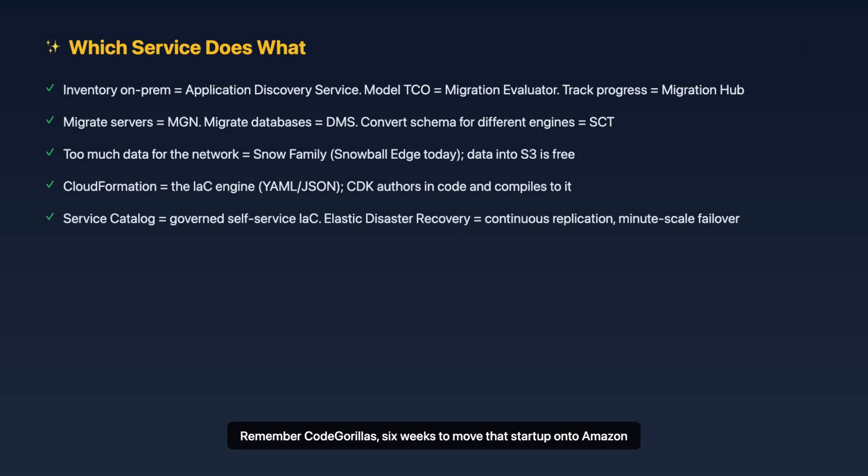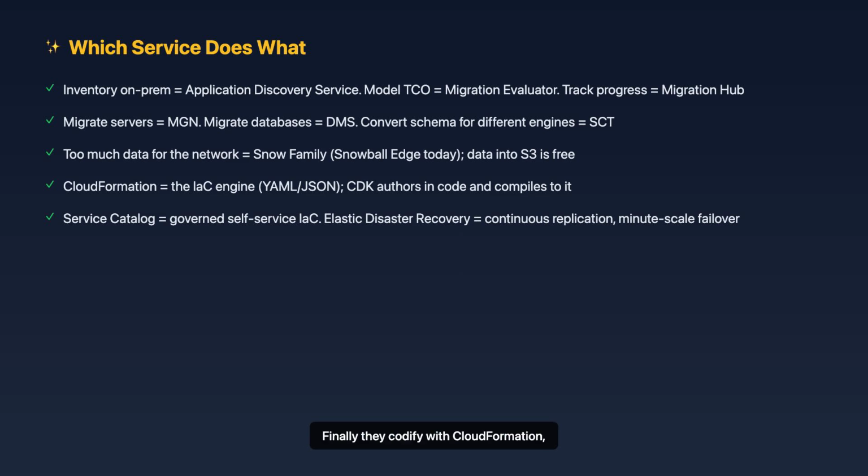Remember Code Gorillas? 6 weeks to move that startup onto Amazon Web Services? Watch the whole pipeline fall into place. They discover with Application Discovery Service, justify the spend with Migration Evaluator, and watch it all through Migration Hub. Then they move servers through MGN, that real-time database through DMS, and a schema conversion with SCT if the engines differ. Too much data for the wire? Snowball Edge, with the load into S3 free.